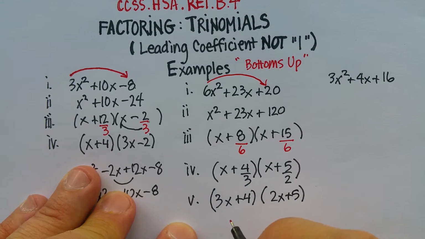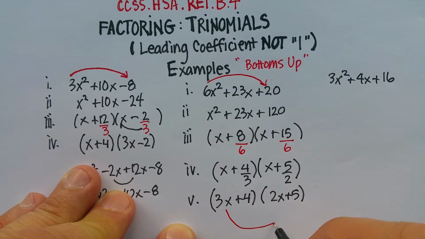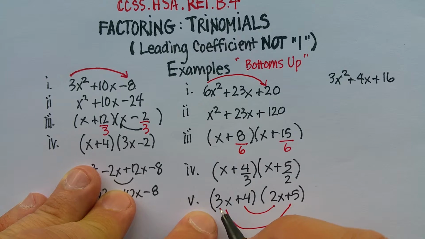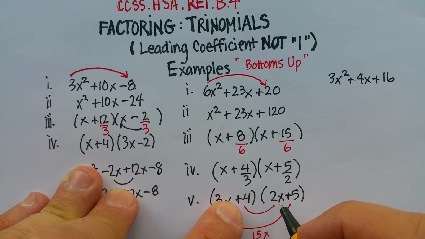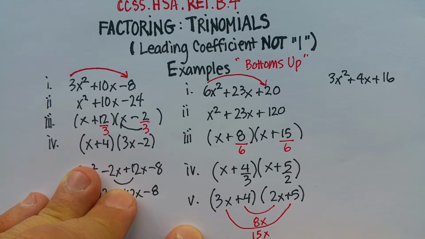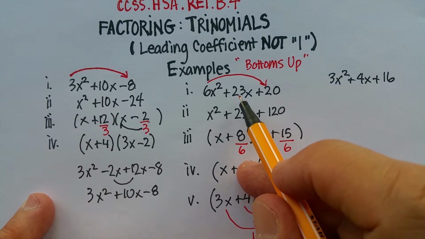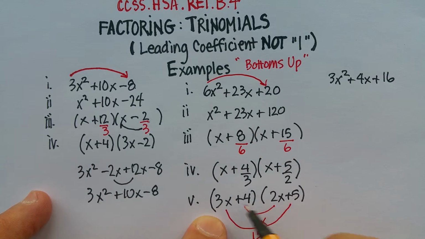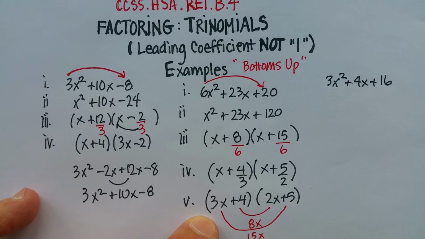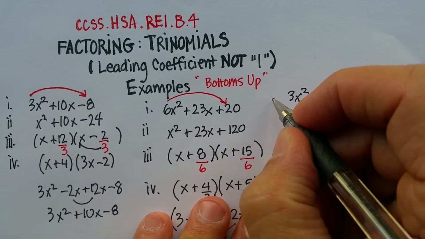A quick perusal, quick multiplication, I do something called the smiley face method. Multiply 3x times 5, I get 15x. Multiply 4 times 2x, and I get 8x. That adds up to 23x, and sure enough, that's in the original problem. These are your factors.